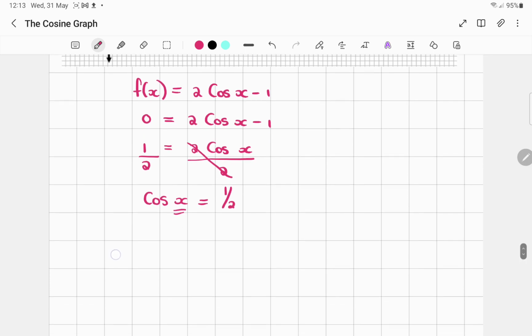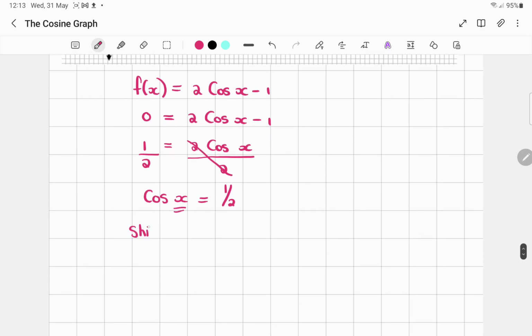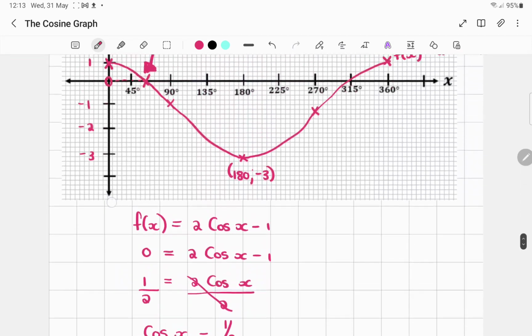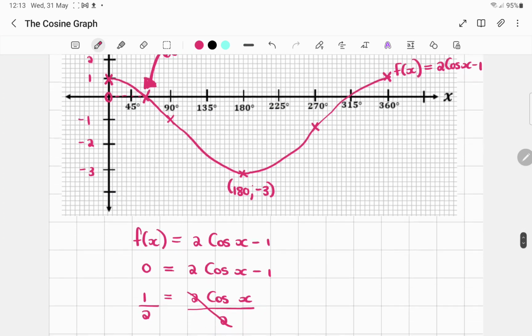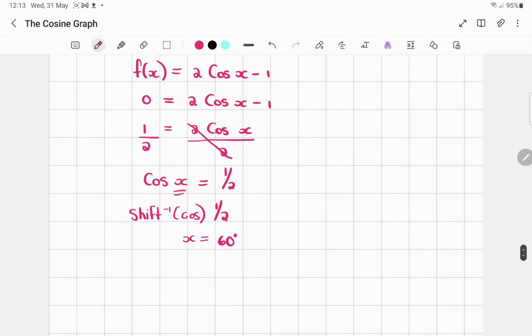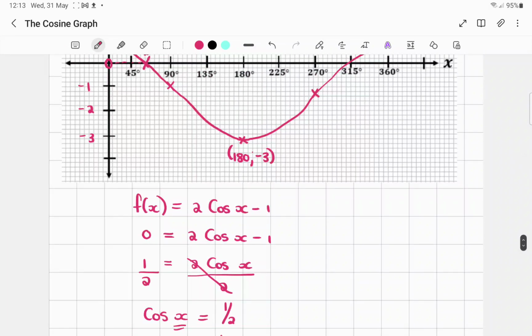So how do we find x? We're going to say shift cos and then 1/2. And then if you do that, you're going to get x is 60 degrees. So we know that that is going to cut through at 60 degrees. So just a little bit of grade 11 work that's to come.